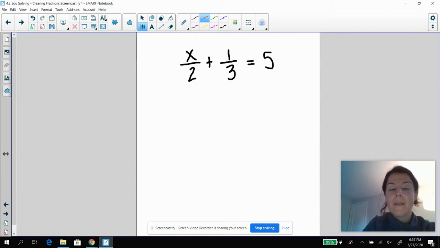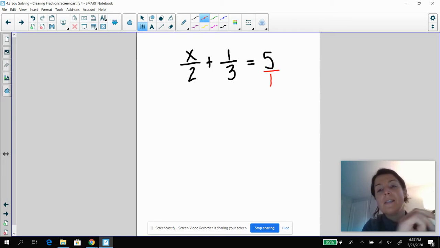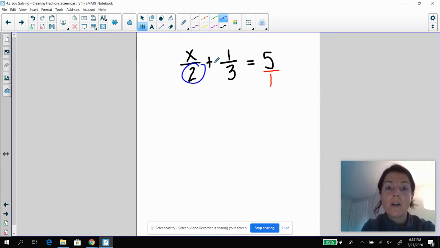Let's say I have a problem that looks like this. So I see multiple fractions. I don't see over here, though, a fraction. Technically, though, this is 5 over 1. So let's look first at our denominators.